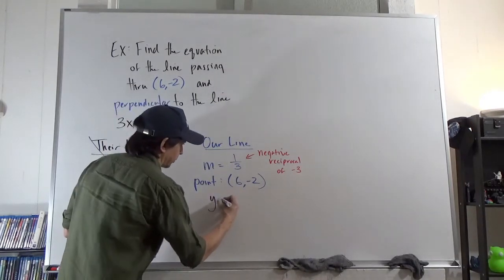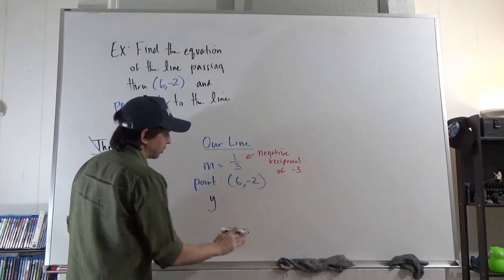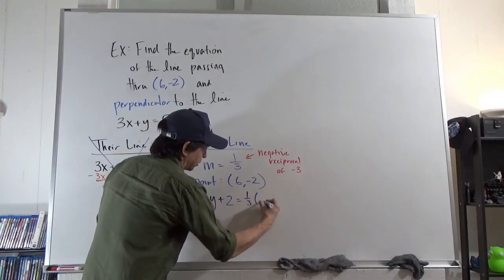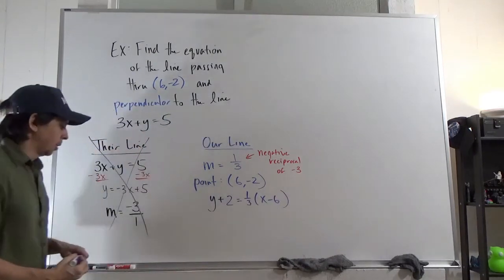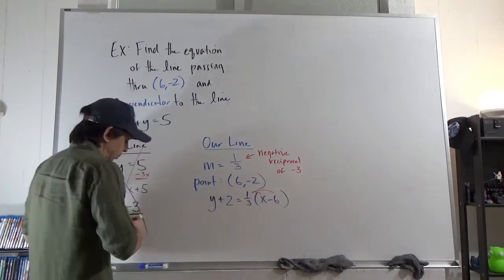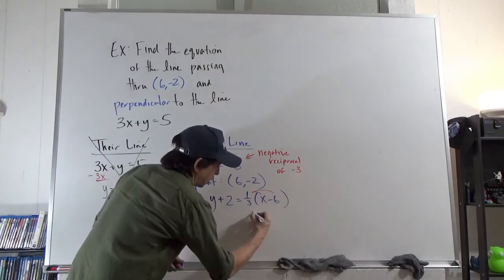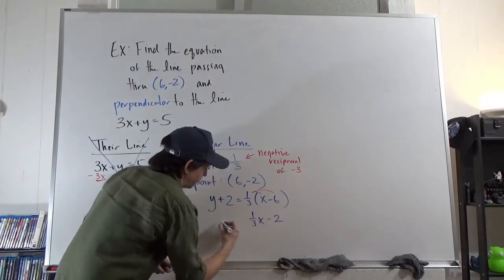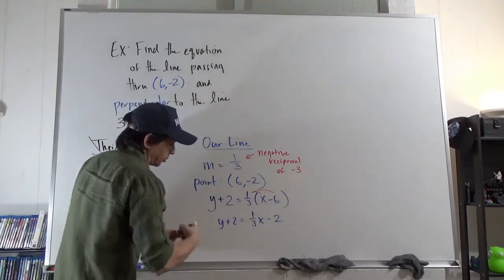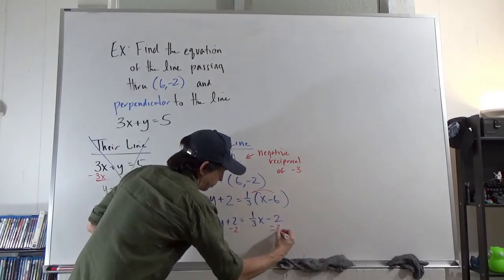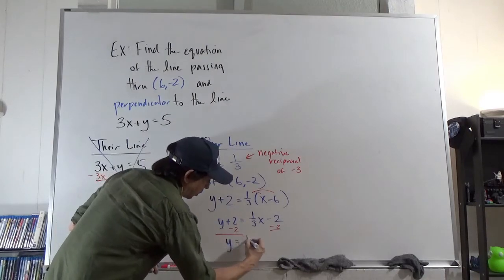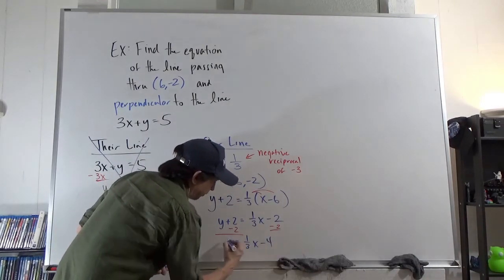Right here. It's going to get a little messy. I'm not even going to write point slope form. I'm just going to go straight to it. y plus 2 is equal to 1/3 times x minus 6. I got to distribute. You don't have to worry about fractions. I'm not going to do it as carefully as last time, so I'm going to fly through this. It's going to be 1/3 x minus 2. I'll subtract 2 from both sides, and I get my final answer. y is equal to 1/3 x minus 4. That's it.